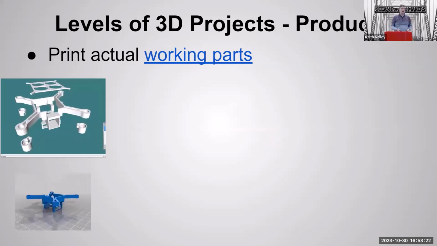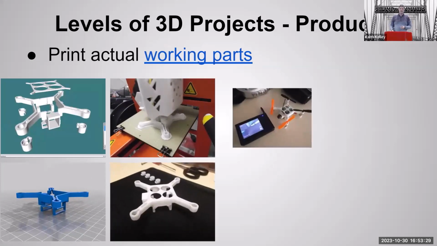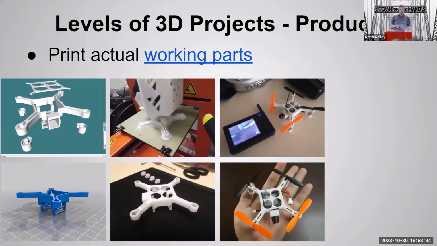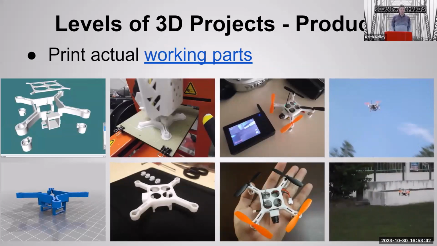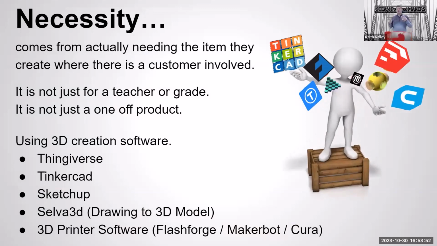And produce, that's another level, where now you actually have to have something that works. You design the product, you model it, you get it on the printer, you print it, then you have the file, then you have to assemble it, and stuff has to fit. The motors have to fit, the propellers have to fit, weight matters, location matters, balance matters, and then you actually go and use this object. So you have something that's an actual working thing, or someone's asked you for it and it actually has to work. Necessity comes from actually needing the item. It's not just for a teacher or a grade. It's not just a one-off product. We're going to use it. We're going to redo it.